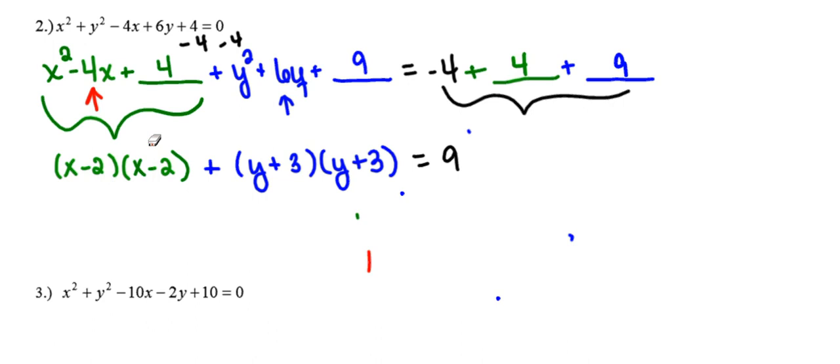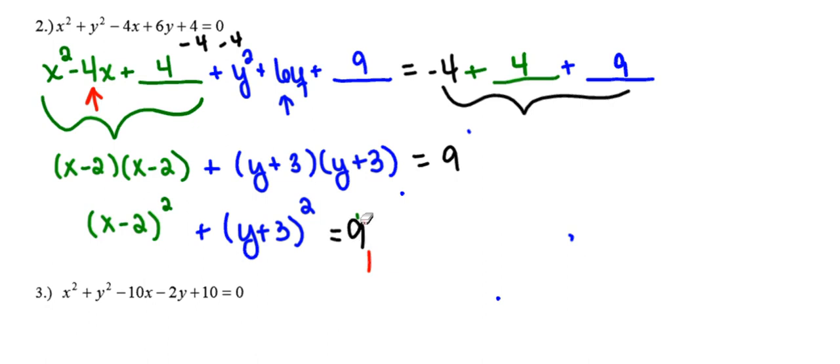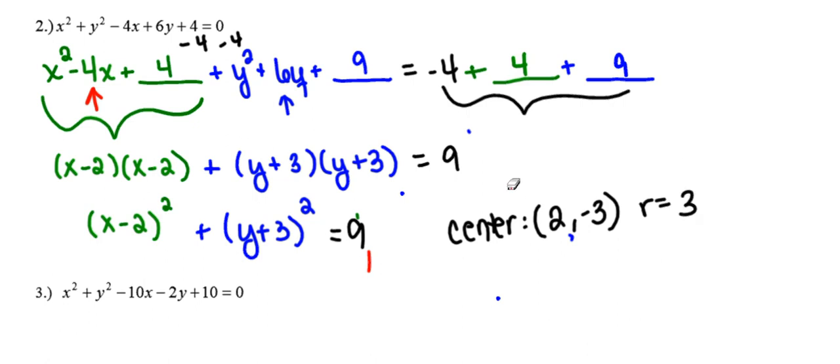And now I'll write this as the square of one number, and that number that's going to be squared is x minus 2. I'll rewrite everything that's in blue as the square of one number, or the square of y plus 3, and leave the equals 9 alone. So now I've determined that the center of my circle has coordinates 2, -3. The radius of my circle has length equal to the square root of 9, which is 3.